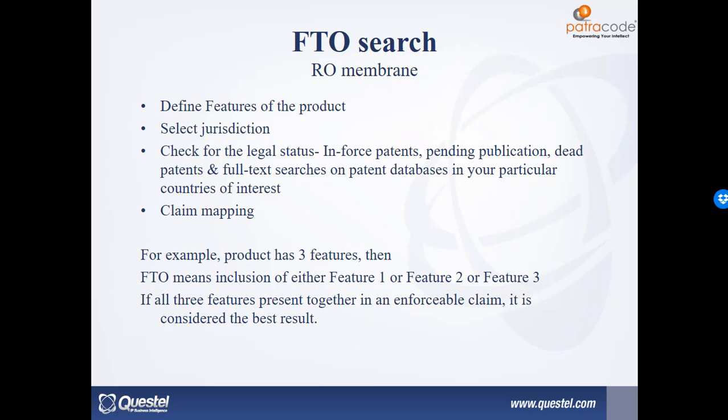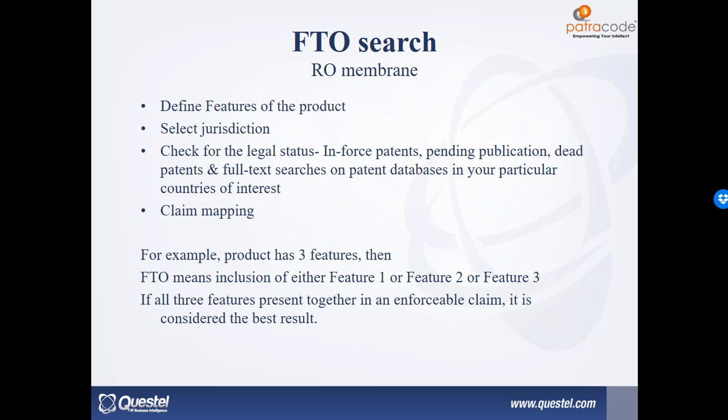Finally, we do the claim mapping because it is the claims which we are looking for in FTO searches. So we map each and every claim, each and every feature of the claim in FTO searches. Now, the approach is very similar, as I had told you: the keyword extraction, classification, framing strings.